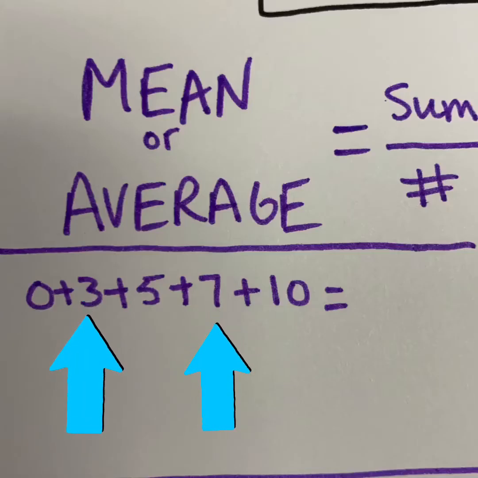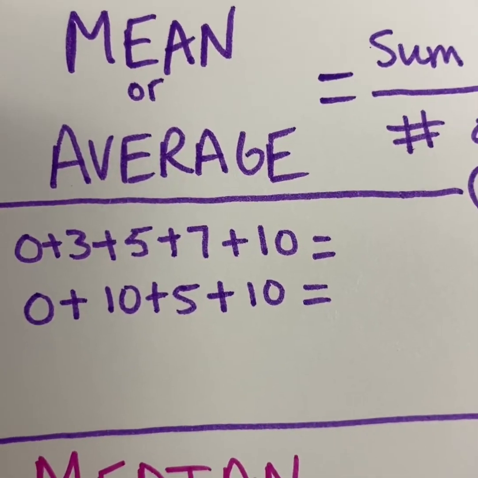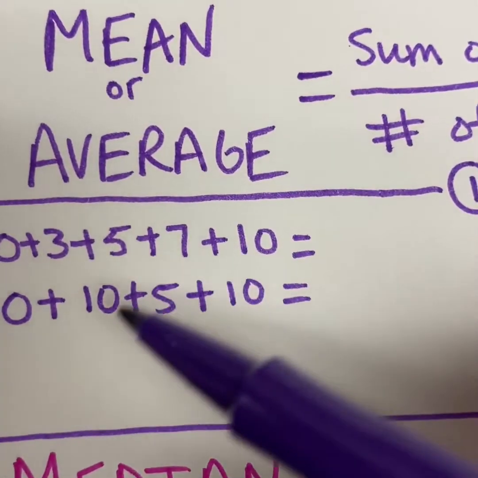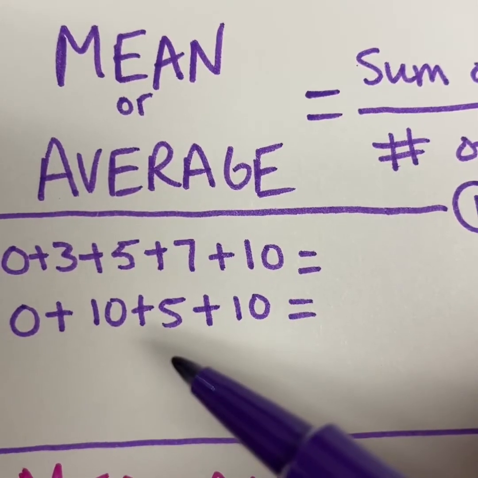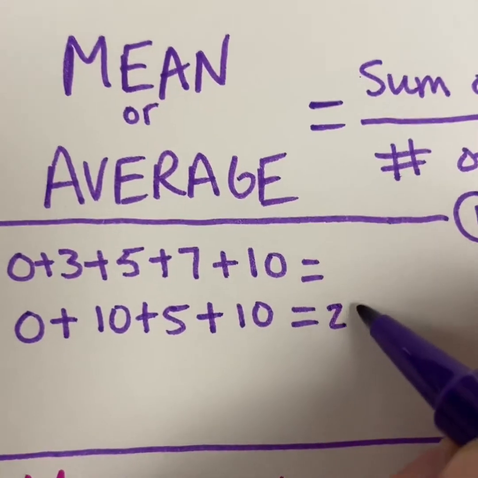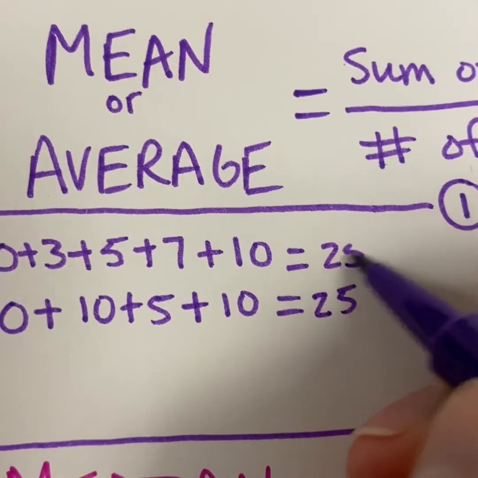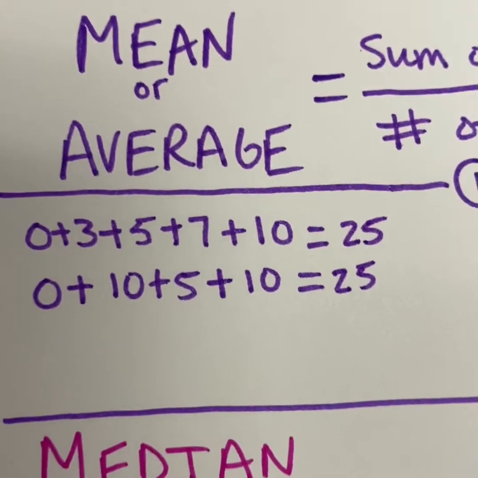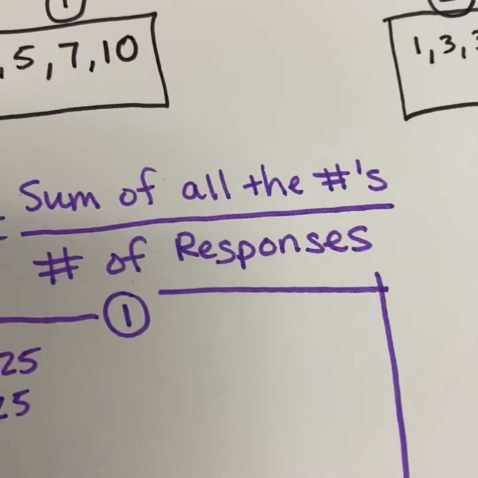I have gone ahead and taken the first data set and written it down as an addition problem. I note that I may want to reorder this addition problem to do it easier. I know that 3 and 7 makes a 10, so I'm just going to rewrite this problem very quickly. We can then go ahead and solve this simple addition problem. 10 and 10 is 20, plus 5 more, it's going to be 25. 0 doesn't matter, so this is equal to 25. Okay, so we have our sum of all the numbers.